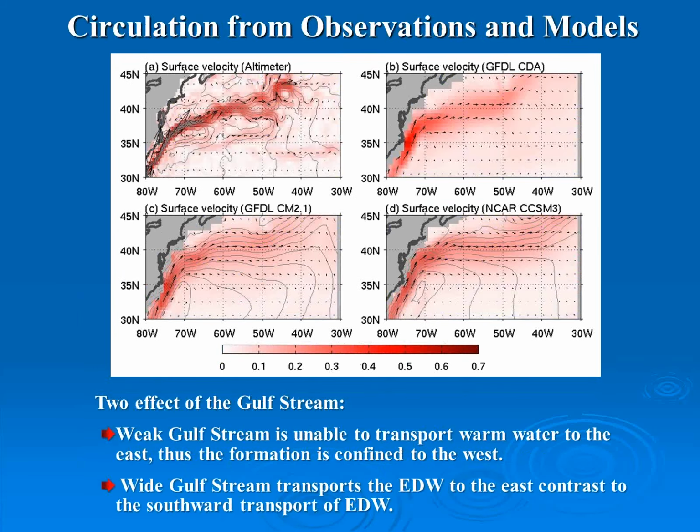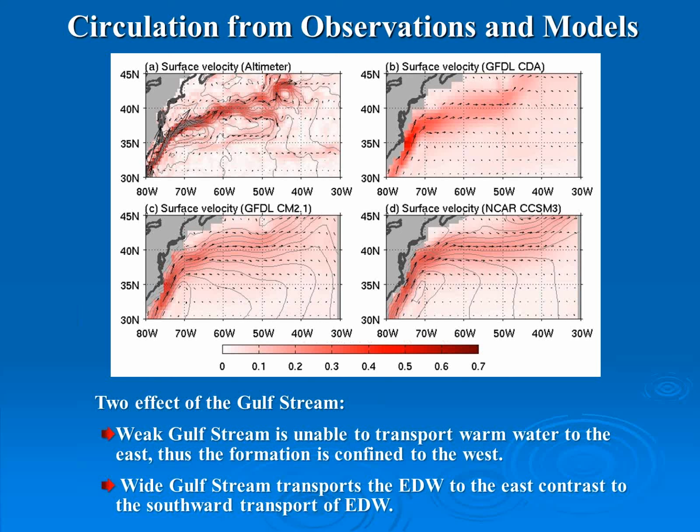On the top left is the sea surface height in color from altimetry, and the arrows show you the direction. On the top right is from the data assimilation model, and the two panels below are from the IPCC models. So you see that from observations, the Gulf Stream is very strong and narrow, but from the models, it is relatively weak and broad.